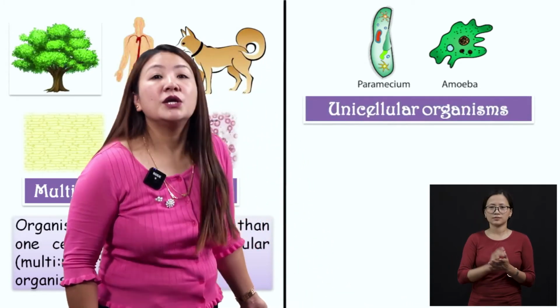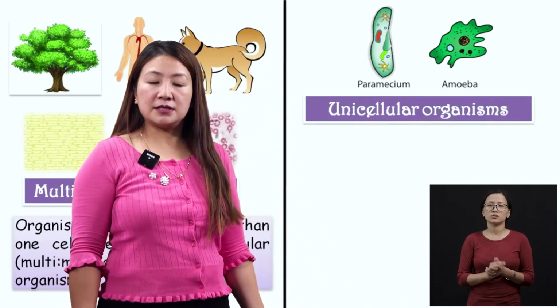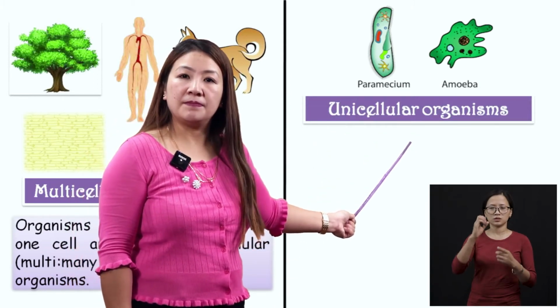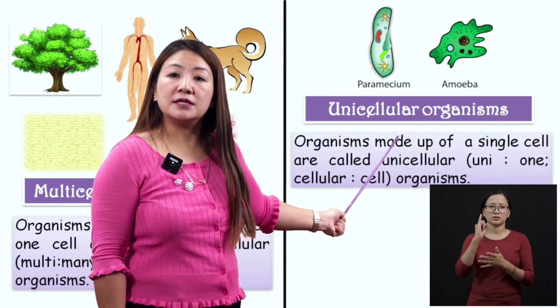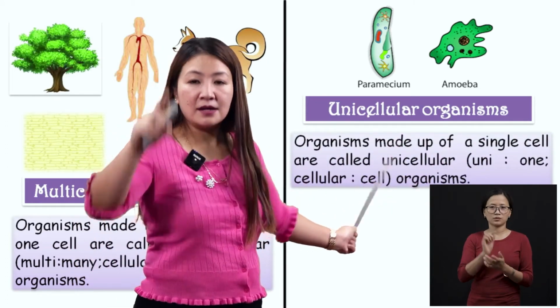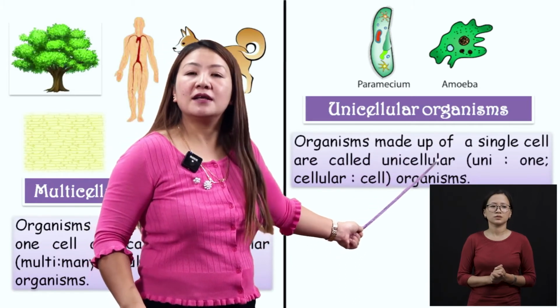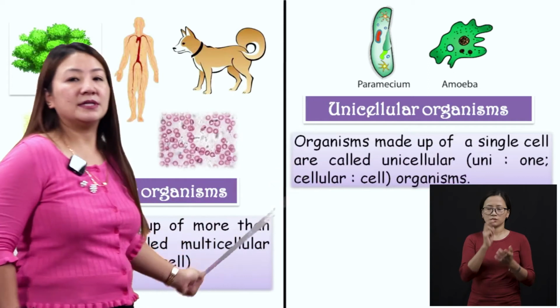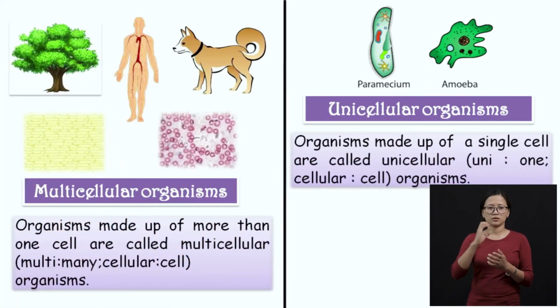They are known as unicellular organisms. What organisms, students? Unicellular. What are unicellular organisms? Organisms made up of a single cell, only one, are called unicellular organisms. Uni means one, cellular means cell. So now, students, try to know the difference between multicellular organisms and unicellular organisms.